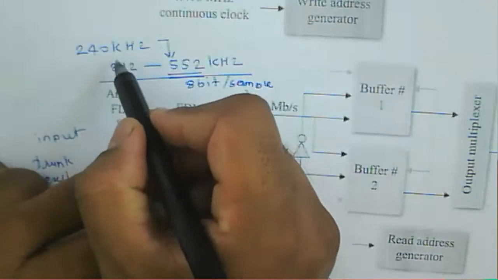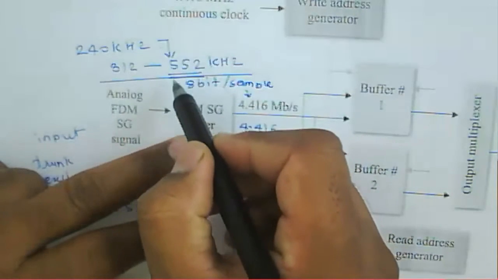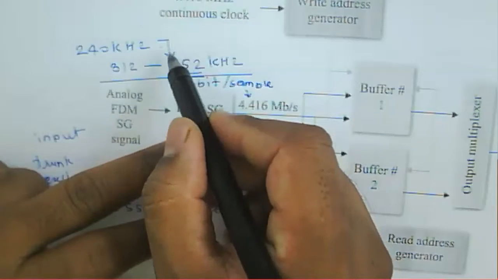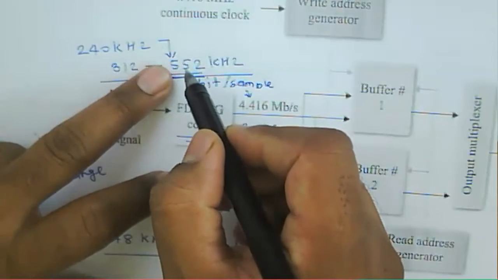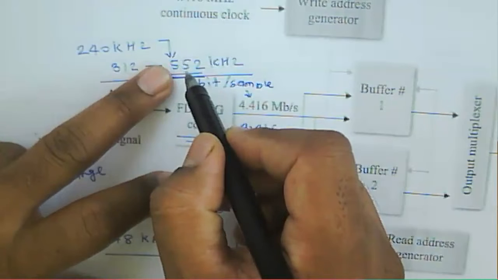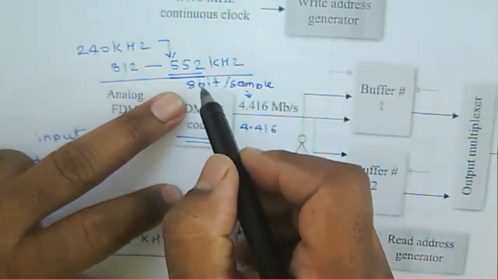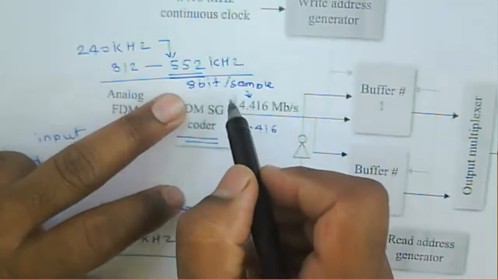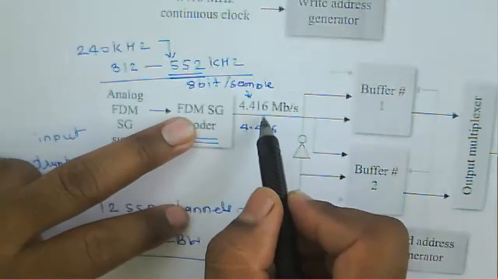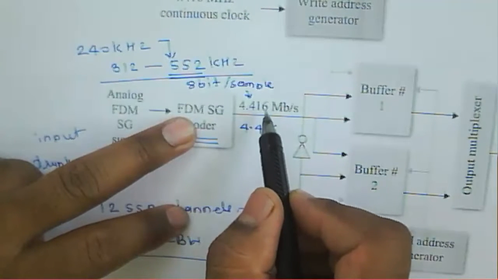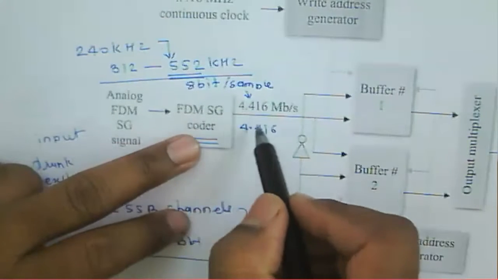So this particular signal, we can consider that it will be sampled at 552 kilohertz and quantized using 8 bits per sample, and we'll get that 4.416 megabits per second. That will be the coder output.